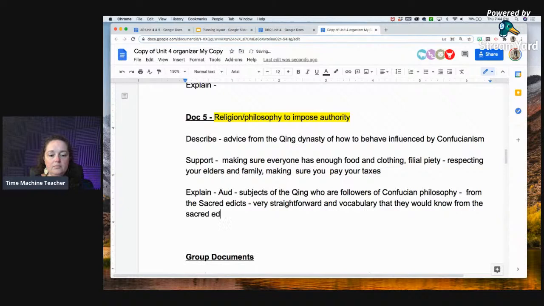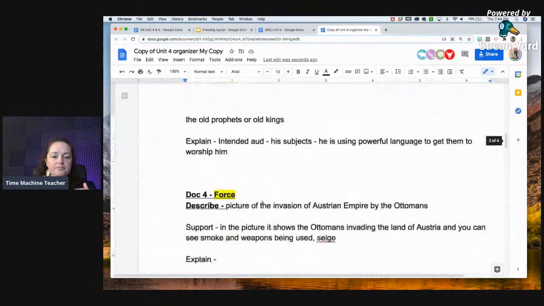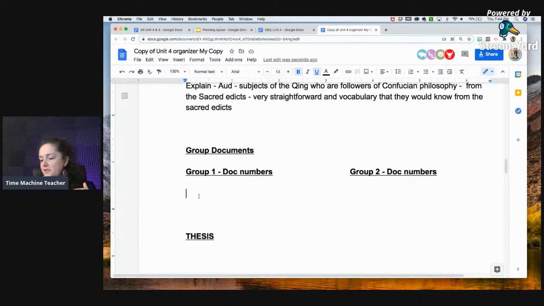Okay, so for this one, we have five documents. We have two groups. We have religion and philosophy to impose authority, and we have force. So if you're grouping your documents, let me get to my little sheet where I wrote this down. We're going to have documents 2, 3, and 5 be religion/philosophy. And then 1 and 4 would be force.